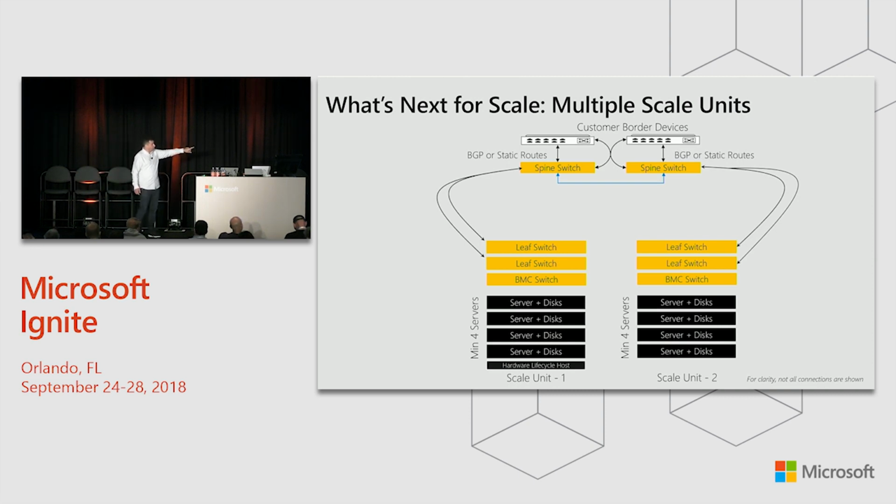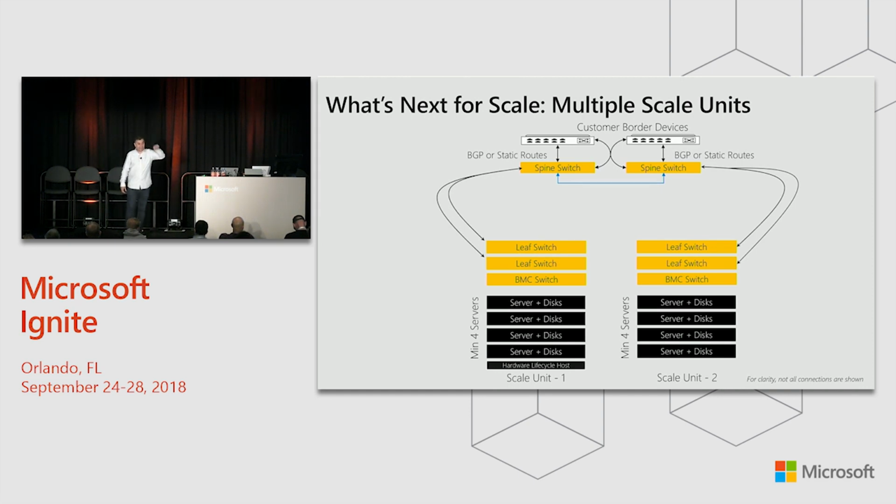The other interesting thing you should note is that there is no hardware lifecycle host in the second scale unit. The hardware lifecycle host will be shared by multiple scale units. Okay? And the last thing I want to point out is that previously your border connectivity was from your top of rack switches, or the leaf switches, to the border devices. Now that connectivity will come from the spine switches. The top of rack switches will connect up into the spine switches, and then we'll configure cross-rack RDMA through the spine switches so that the storage traffic that goes from one scale unit to the other does use RDMA.